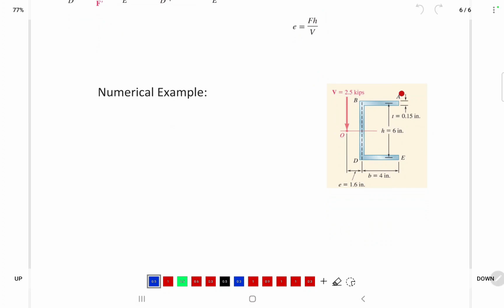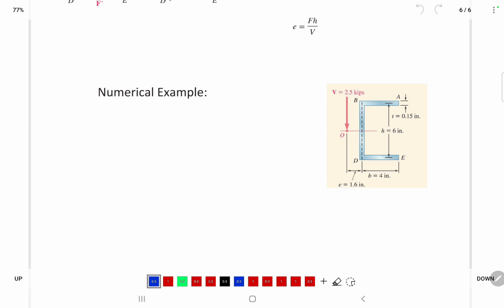Now today we will go through and check this example. In this example, we will learn how to calculate the value of E for this section. So for this section with these dimensions, the eccentricity, or the shear center, is located 1.6 from the web. We will now learn how to calculate this E.